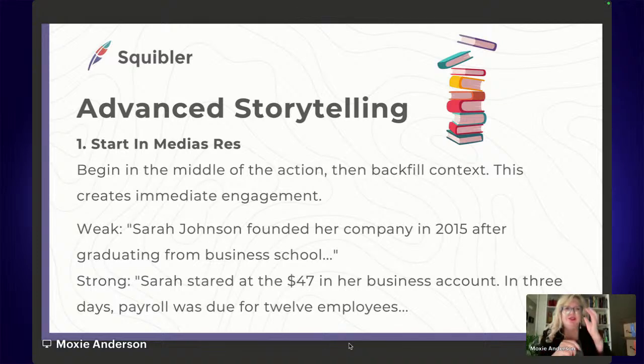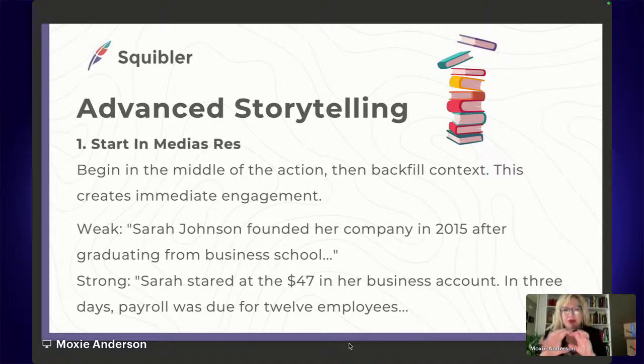There are some advanced storytelling tactics here that you can use as well. We'll talk about some of these. And some of these you would use in fiction storytelling as well. One thing you can do is start in the middle, in media res. By beginning in the middle of the action, you will backfill the context later. And this is going to create immediate engagement for your readers.